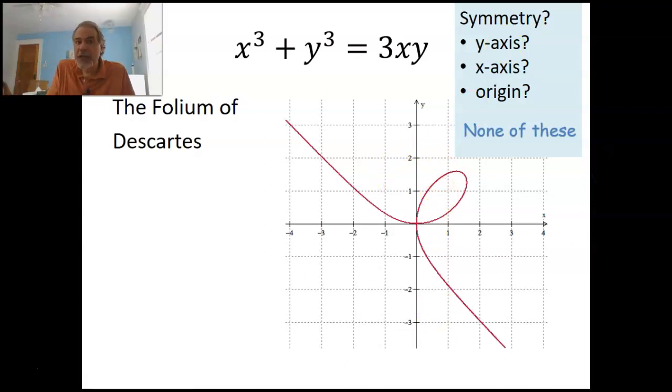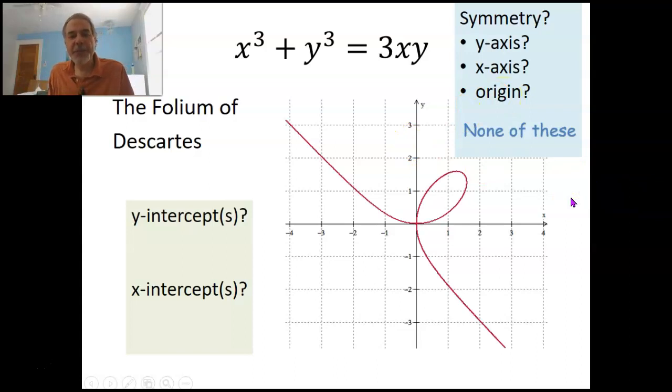Now, there's other kinds of symmetry you could talk about. If we drew a diagonal line right along here, it would be symmetric with respect to that line. That's just not one of the three kinds of symmetry we were specifically looking for here.